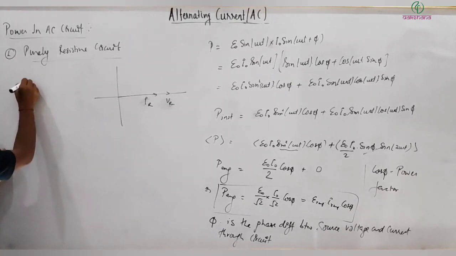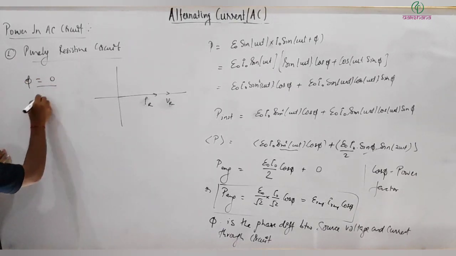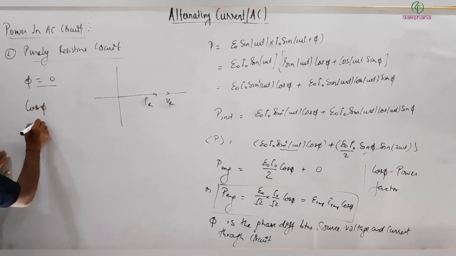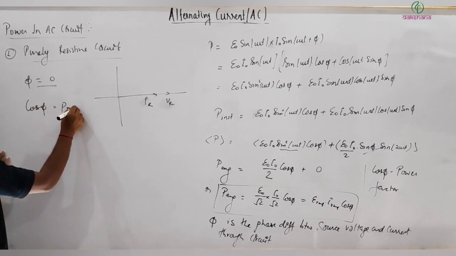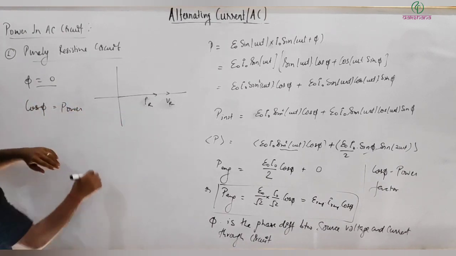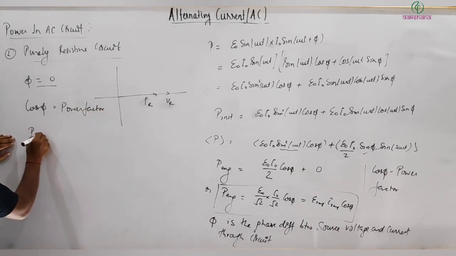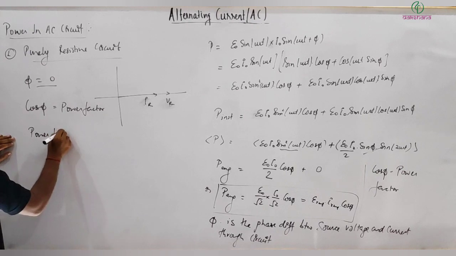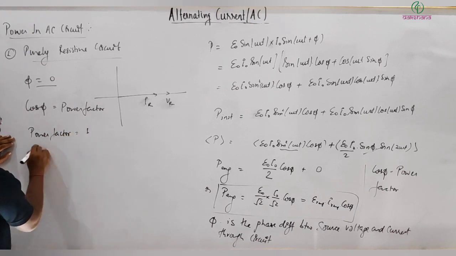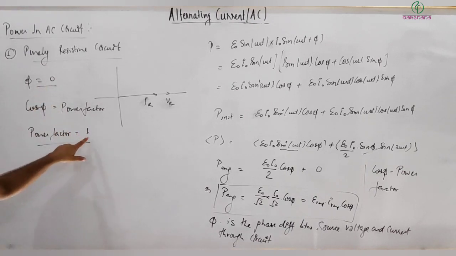So here, what is phi? The phase difference is 0. So cos phi, which is called the power factor for a purely resistive circuit, I can write, will be equal to what? Simply 1, because phi is equal to 0 if you substitute here.